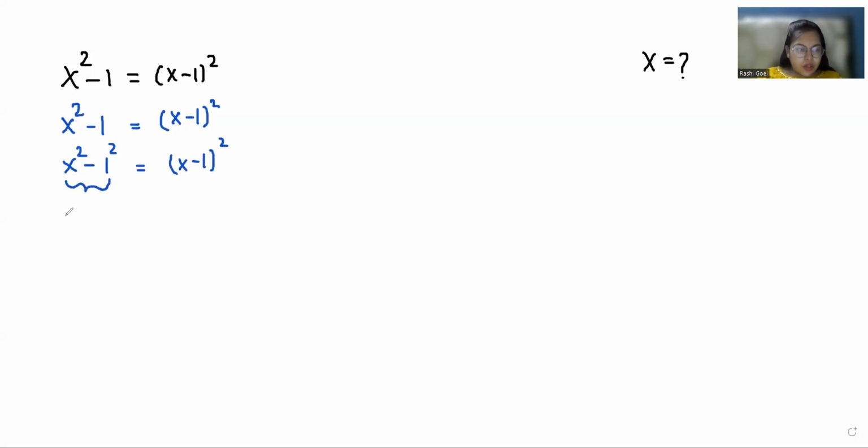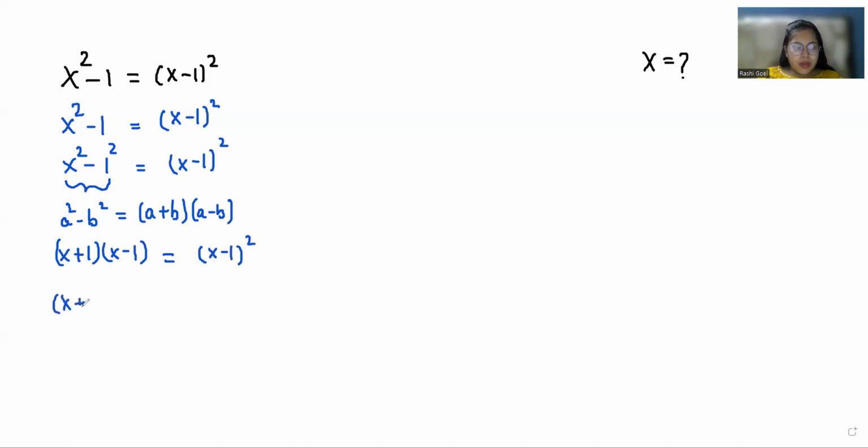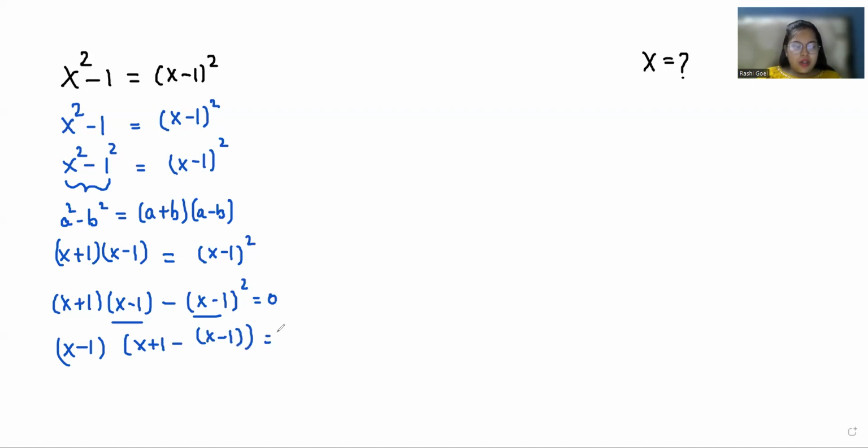So here we are going to use a very famous identity, that is a square minus b square, which is equal to (a plus b) times (a minus b). So (x plus 1) times (x minus 1) is equal to (x minus 1) whole square. So (x plus 1) times (x minus 1) minus (x minus 1) whole square is equal to 0. Now I can take x minus 1 as common. So (x minus 1) times (x plus 1 minus x minus 1) is equal to 0.